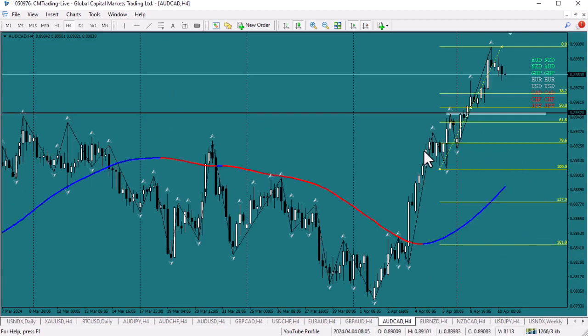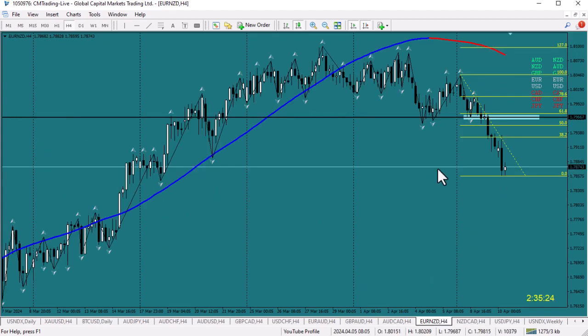Aussie CAD, nice swing up the page, retracement back to structure here, 50 to 61%. I'm satisfied with that. Aussie, all the sparkle, CAD red zone, so a no-brainer for me to try to get in on retracements. And the Euro New Zealand.